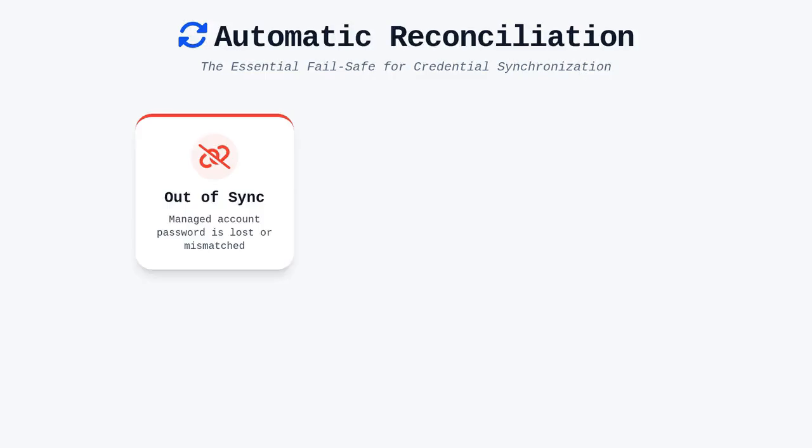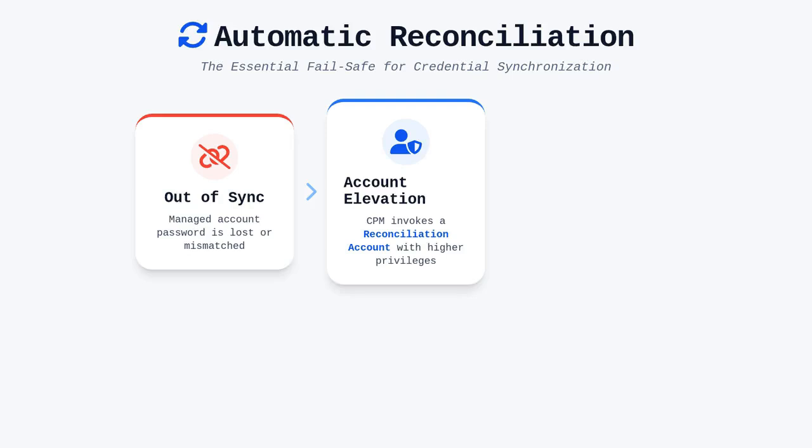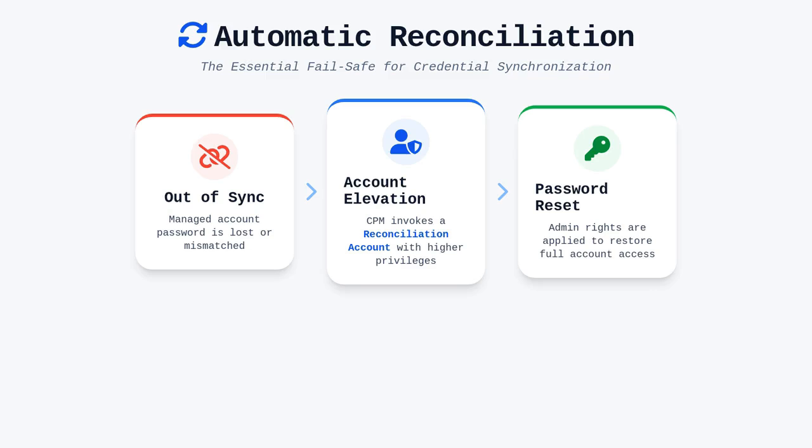Managing automatic reconciliation configurations requires a deep understanding of administrative account elevation rules on your target systems. Reconciliation is a fail-safe mechanism where the CPM uses a privileged account with higher permissions to reset the password of a managed account that has become out of sync. To implement this, you must link the managed account to a sufficiently privileged reconciliation account and ensure that the often restricted administrative user has the rights to perform the password change operation.